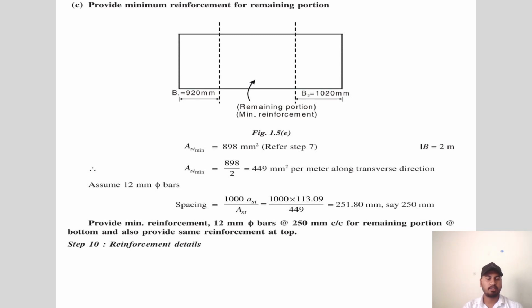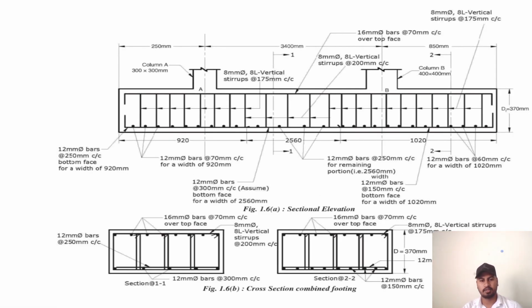And the next step is the reinforcement details. Now we'll be looking at the details in the reinforcement, how it is distributed, how it is shown. So we can see the upper bars are 16 mm dia bars at 70 mm center to center over the top face, and 12 mm dia bars at 300 mm center to center at the bottom face.